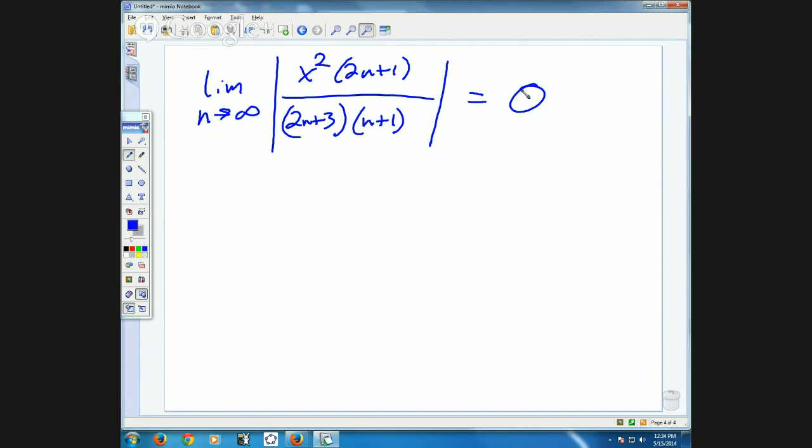Because you distribute the n squared on the bottom, and then you have the absolute value of x squared. So the absolute value of x squared is x squared, and that has nothing to do with n, so that just comes out of the limit.